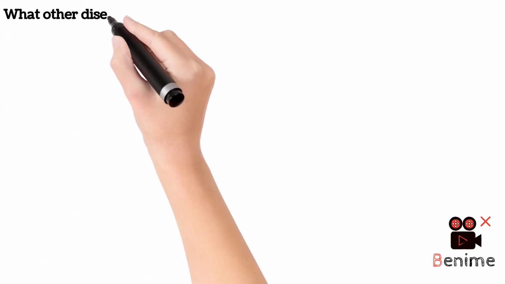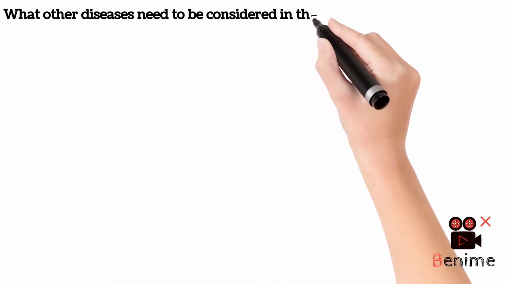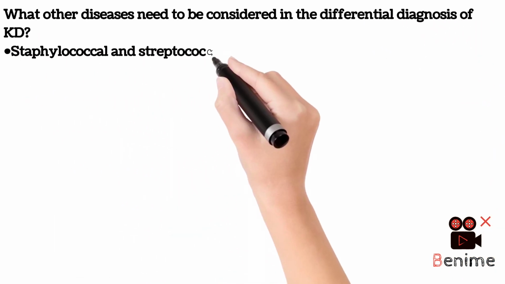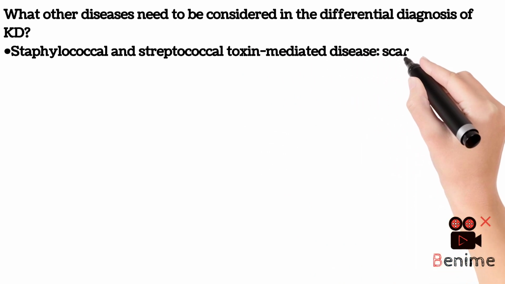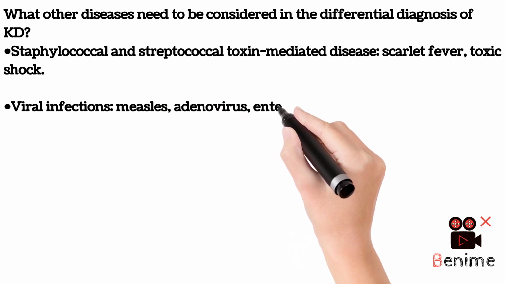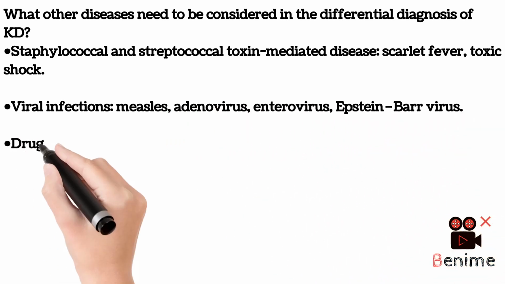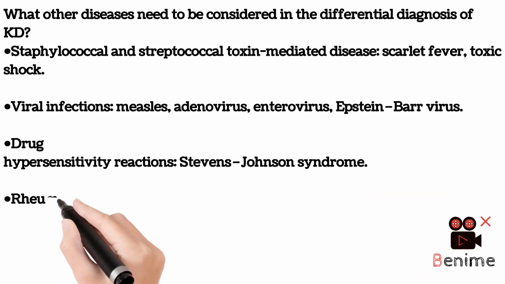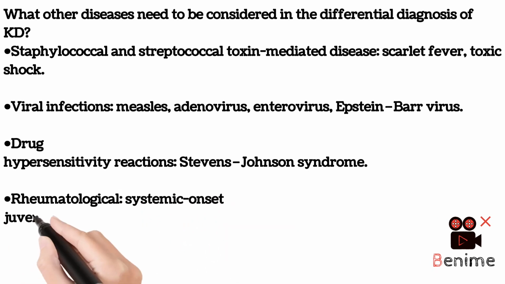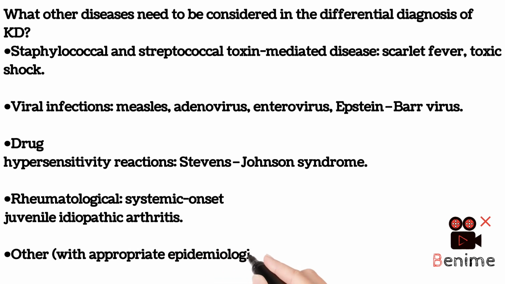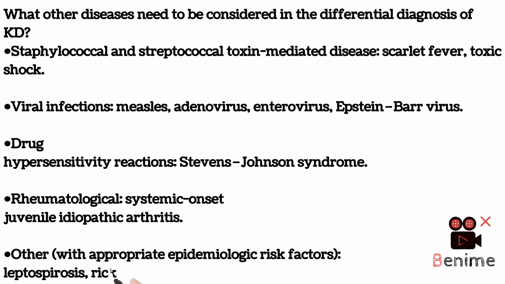What other diseases need to be considered in the differential diagnosis of KD? Staphylococcal and streptococcal toxin-mediated disease, scarlet fever, toxic shock, viral infections: measles, adenovirus, enterovirus, Epstein-Barr virus; drug hypersensitivity reactions, Stevens-Johnson syndrome; rheumatological: systemic onset juvenile idiopathic arthritis; other, with appropriate epidemiologic risk factors: leptospirosis, rickettsial infections, mercury intoxication.